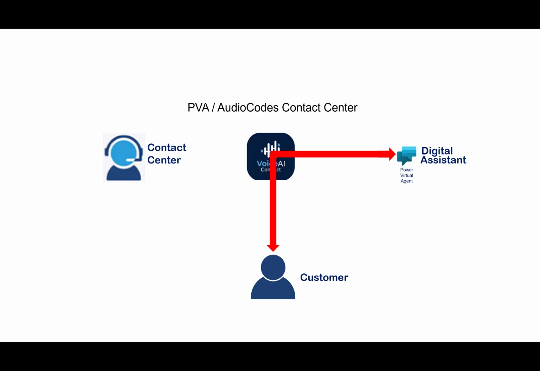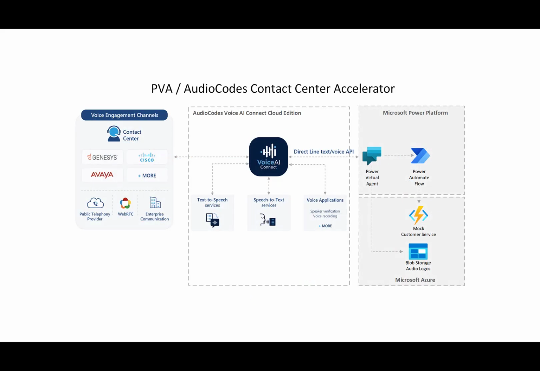An effective digital assistant can fully handle a large number of targeted conversations, but at any point, if a human agent is needed, the digital assistant can tell the Voice AI Connect Cloud to transfer the call to a contact center, where it then routes to a human agent. Here's what the accelerator's implementation looks like.